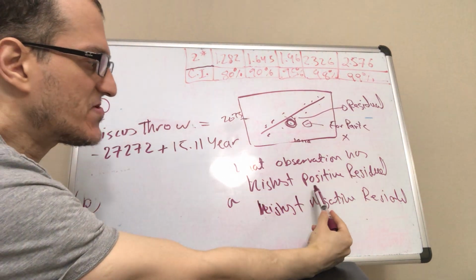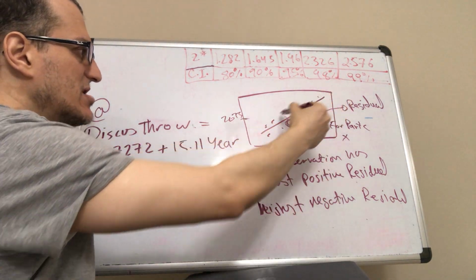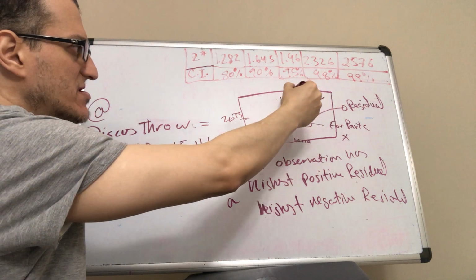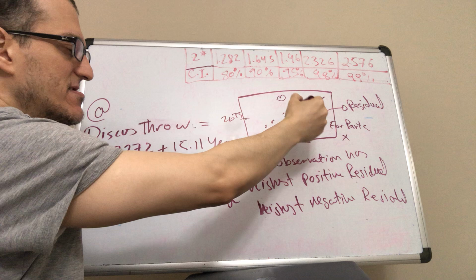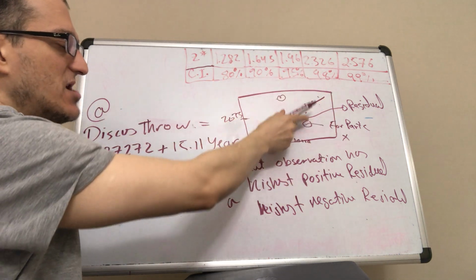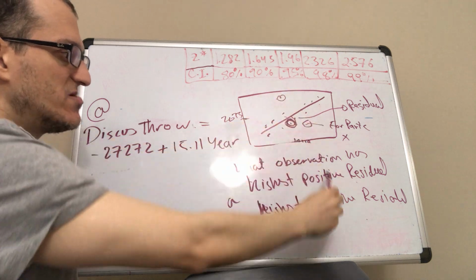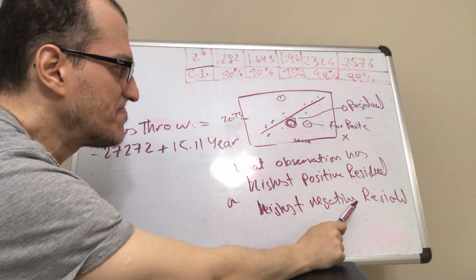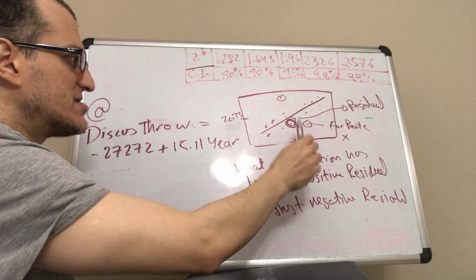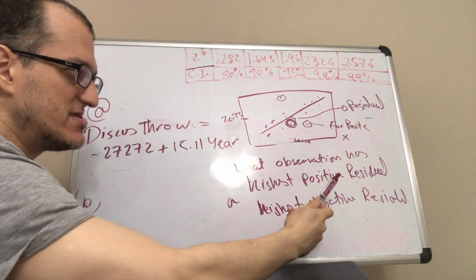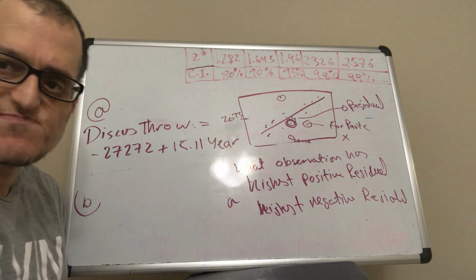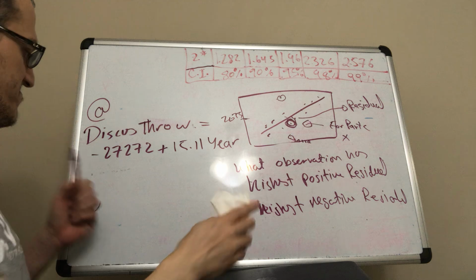If they ask for the highest positive residual, you look at the line, we look at the dots above the line, and you pick the one farthest from the line. So the one farthest, but on top of the line, would be the one with the highest positive residual. The highest negative would be a point below the line, and it's the farthest from the line going down. That would be the one, so you highlight it. So there might be a question like this in the final exam.